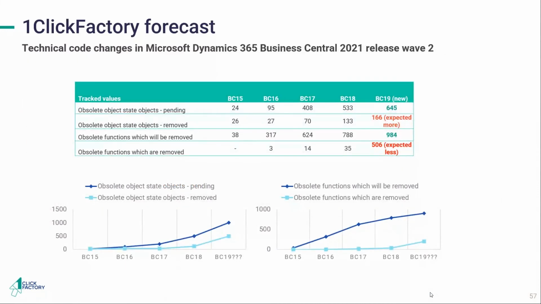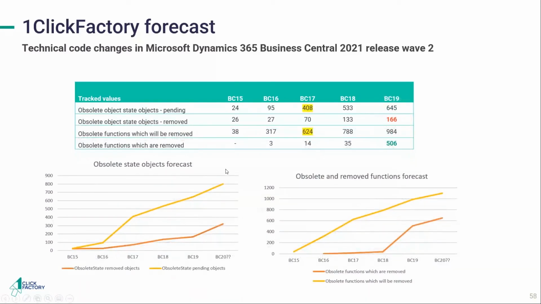This is the forecast which I showed you half a year ago. So for pending and removed objects, obsolete functions pending and obsolete state objects pending, they are almost the same as I forecasted in numbers. But for removed, I expected Microsoft to delete a bit more functionality from the code, and I expected fewer procedures to be removed. You see about 250 to be removed, but Microsoft removed 500, twice more than I expected. So we were fairly precise about how many new pending objects would be introduced, but we didn't know or forecast that this number of procedures would be deleted.